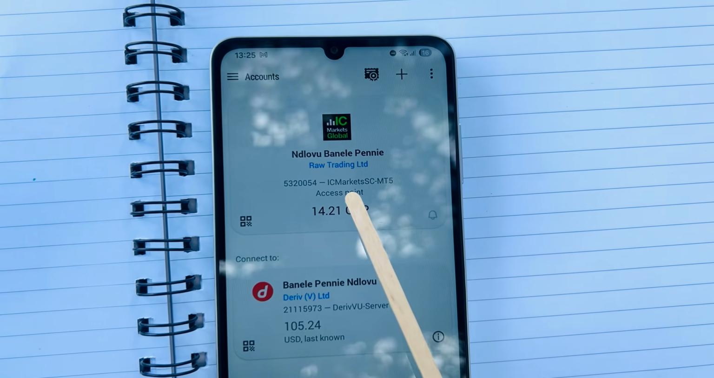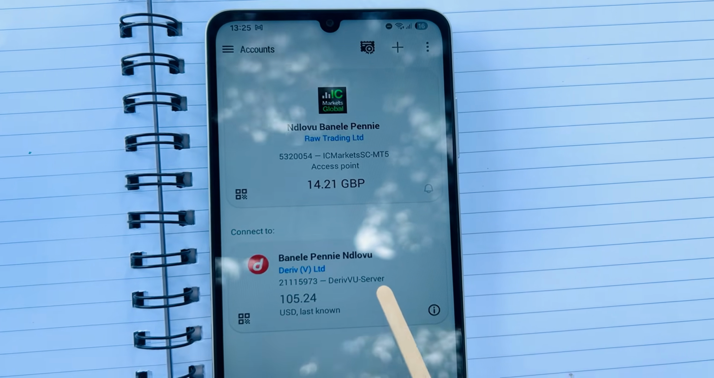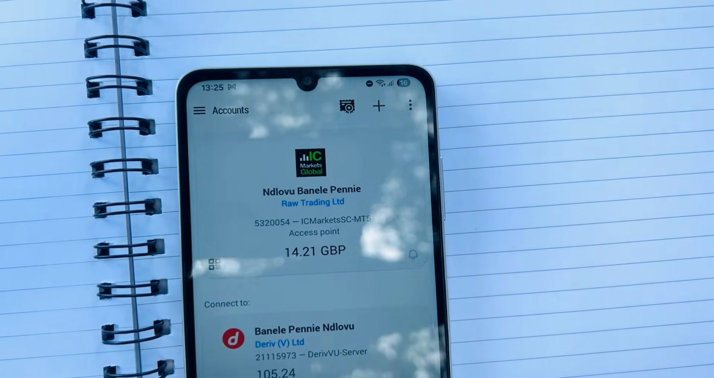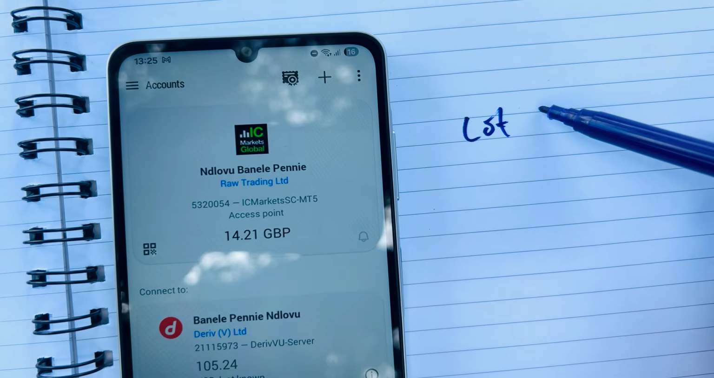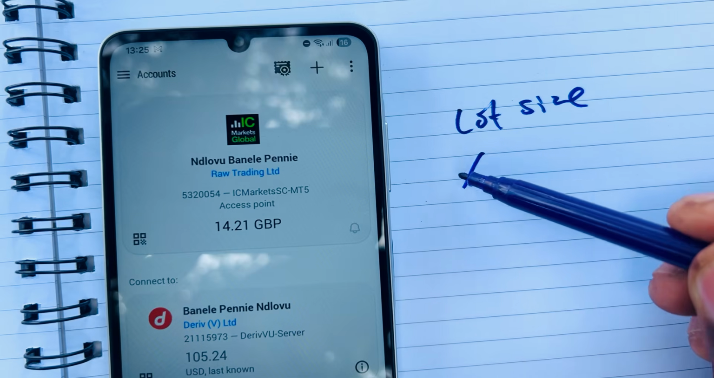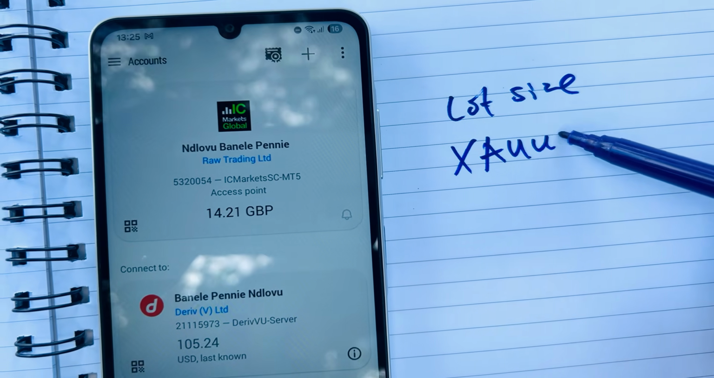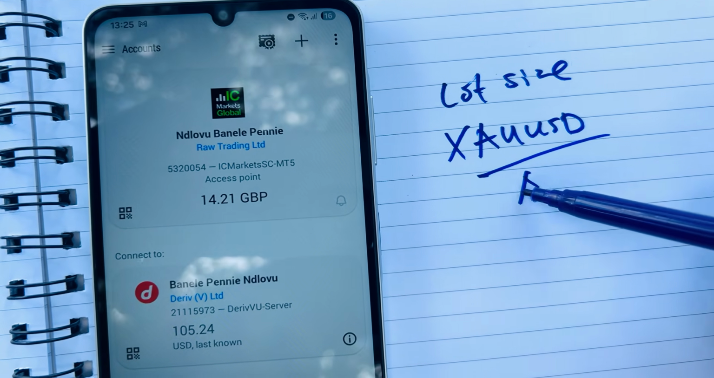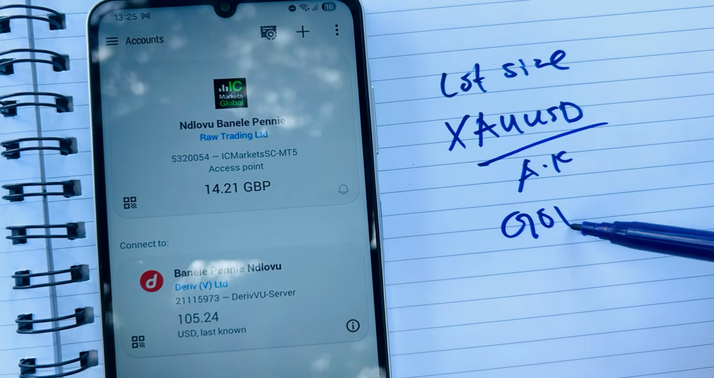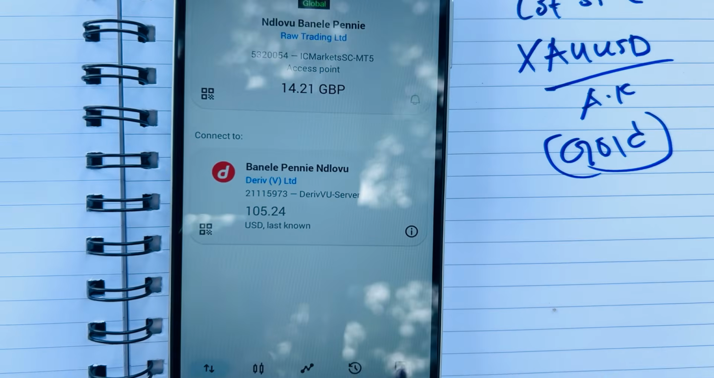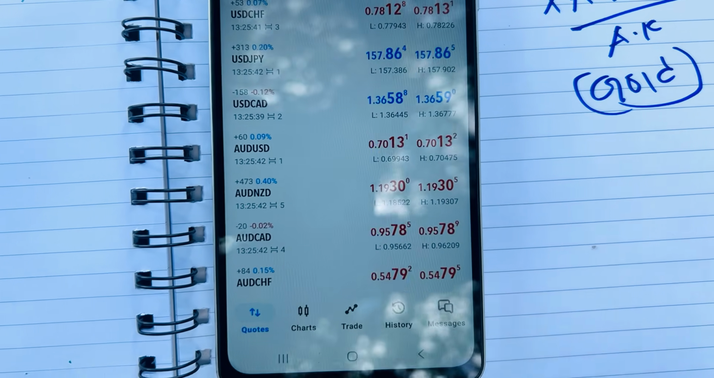£14 trading account, $100 trading account. Now we will look into the lot size you should use for XAUUSD, aka gold, the metal. Now let's go to the codes section.